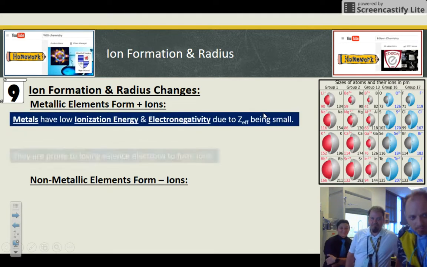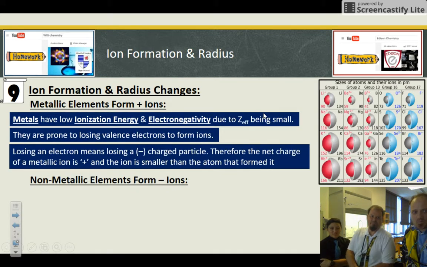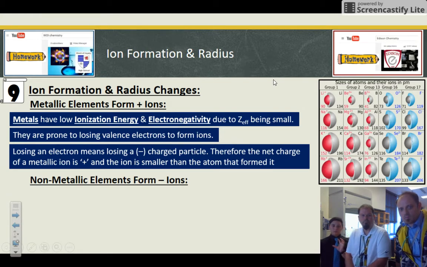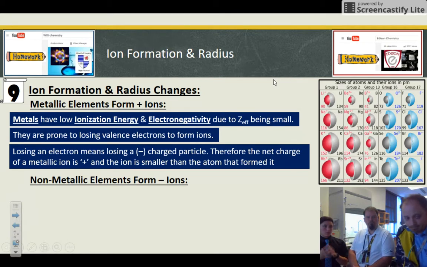Go take over. We're talking about ion formation and radius changes. So for the metallic elements, they have low ionization energy and electronegativity because their Z effectives are small. They're going to lose their valence electrons to form ions. Metals are losers. Yep. And for losing an electron, they're going to lose that negatively charged particle, and the net charge is going to be positive. The ion is smaller because it's losing those electrons. Losing a whole shell.